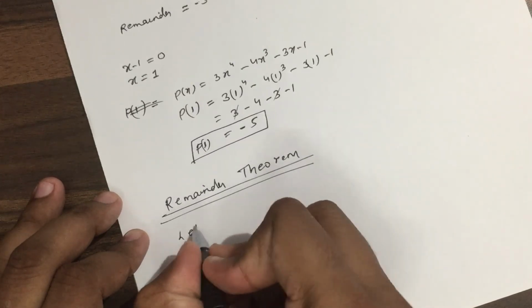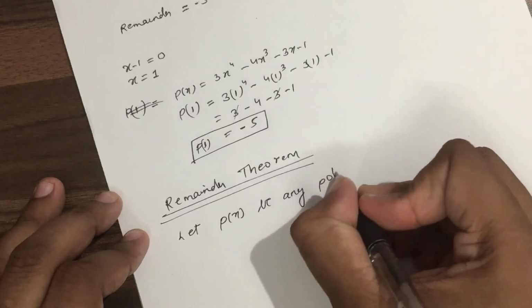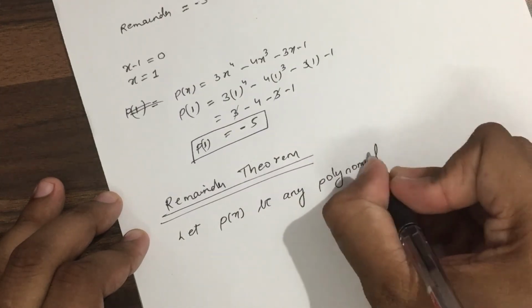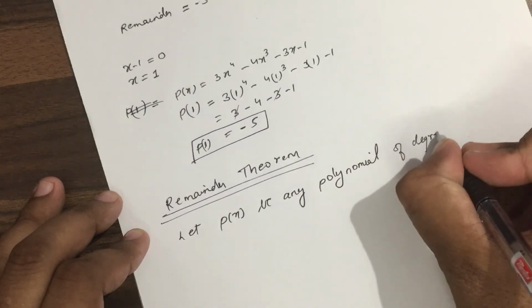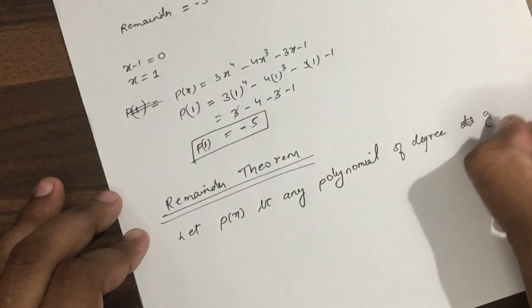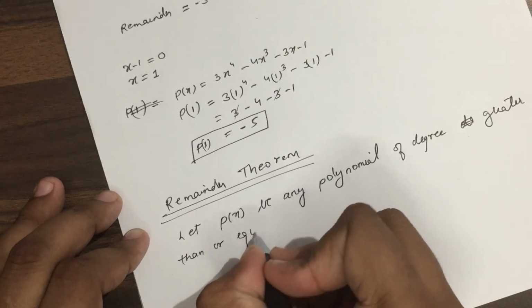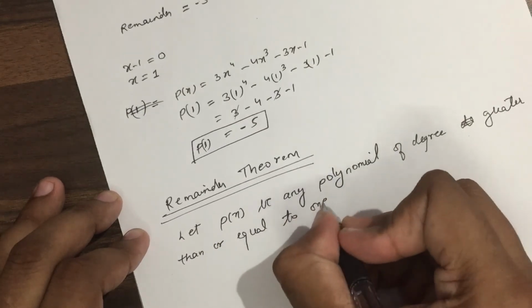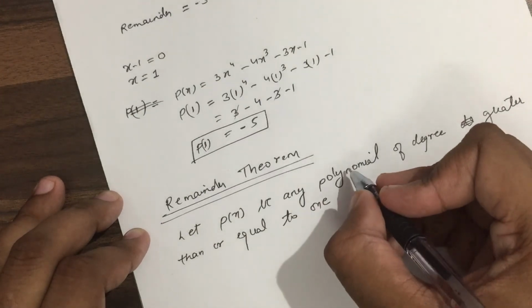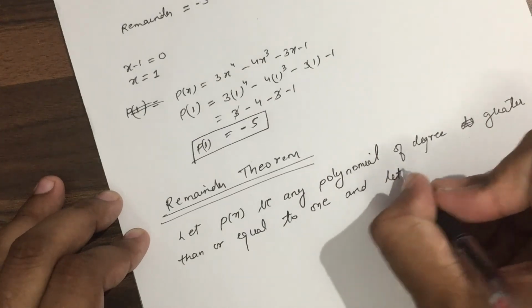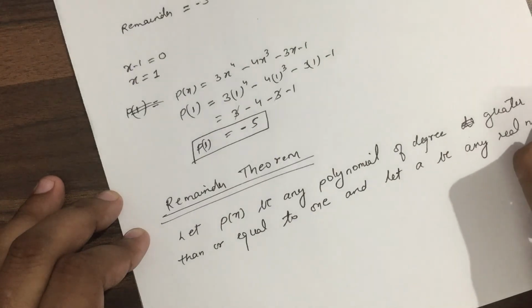What it says is that let P(x) be any polynomial of degree greater than or equal to 1, and let a be any real number.